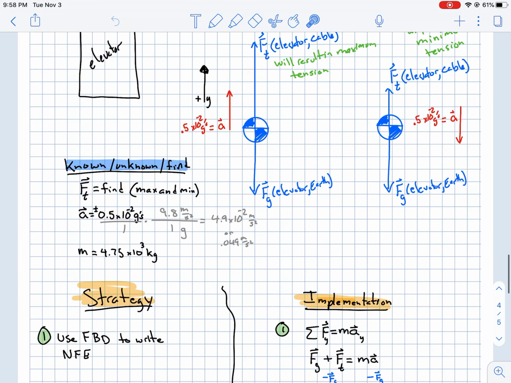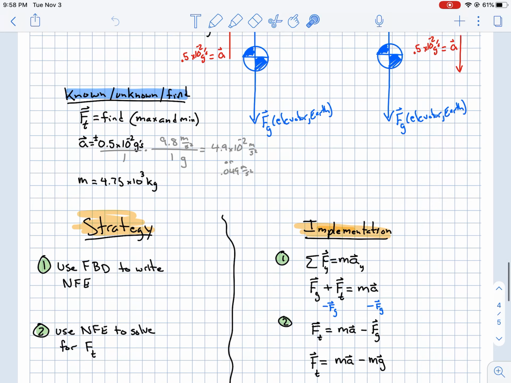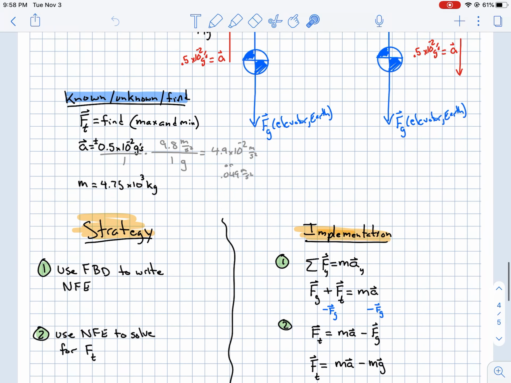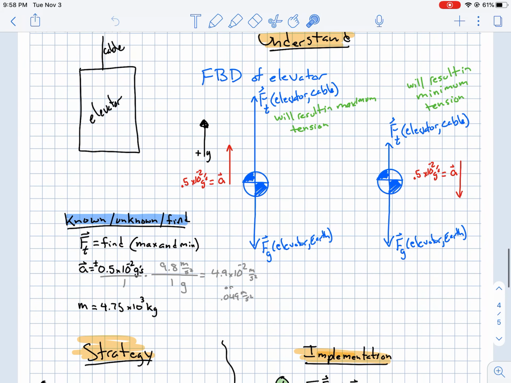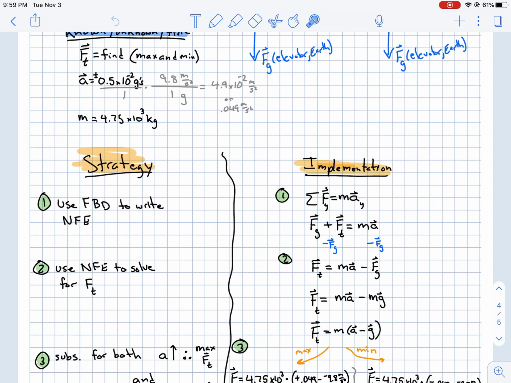Next up, let's talk about our strategy. With any kind of dynamics problem, typically we start off with our free body diagram, which we've done here, and then we move into writing what I call a net force equation. The net force equation starts with Newton's second law: the sum of forces equals mass times acceleration. If we take a look at our free body diagram, we have a force upwards and a force downwards, so there are two forces involved here. We're going to add the vector force of gravity and the vector force of tension to equal our mass times acceleration.